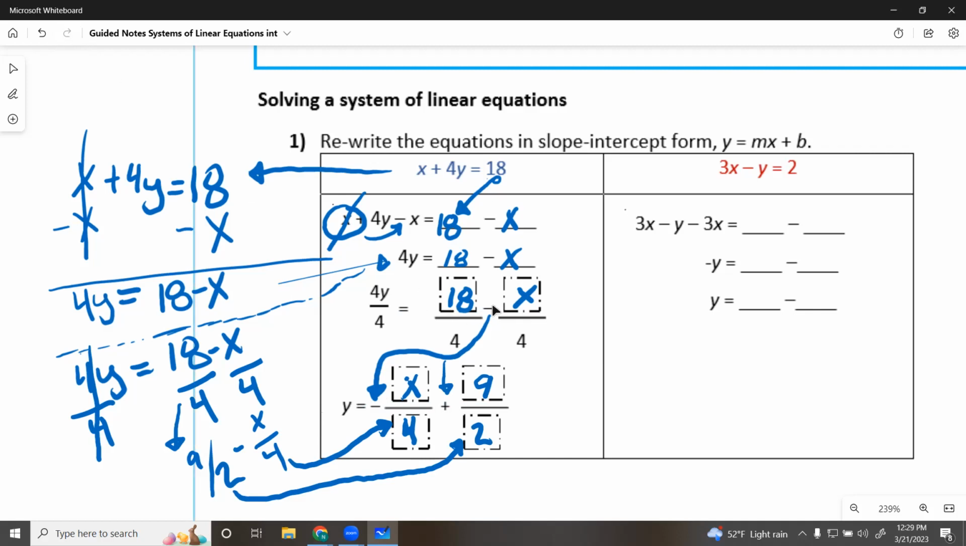But it's a little difficult to understand how we got from 18 over 4 minus x over 4 to negative x over 4 plus 9 over 2. Subtracting a number is the same as adding a negative, I guess. We'll work on that. Okay, so that's as far as we got on this one. That one's a little confusing. I'm going to pause the recording and work the red side here.